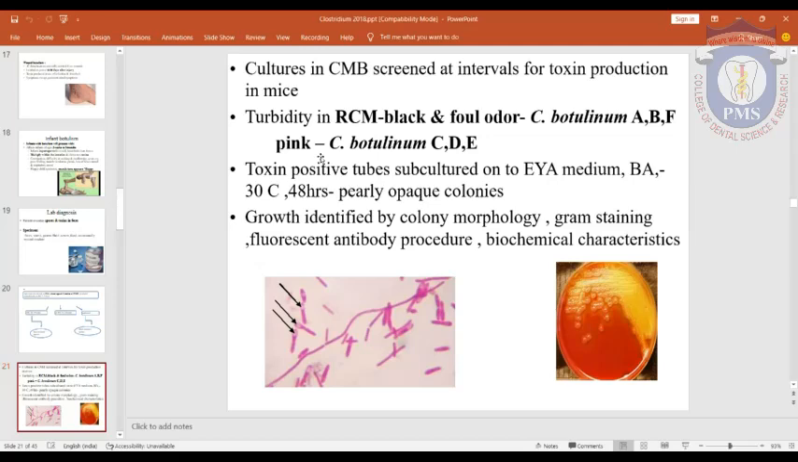Toxin positive tubes are subcultured again onto EYA medium and blood agar, at 30 degrees Celsius for 48 hours, and after incubation we can see pearly white opaque colonies. The growth is identified by colony morphology, Gram staining, fluorescent antibody procedure, biochemical characteristics, etc.